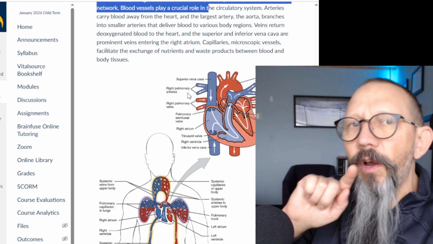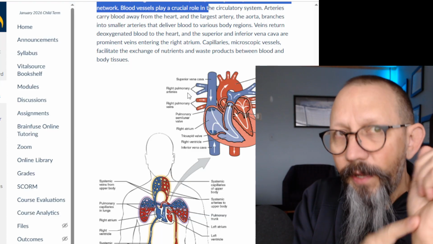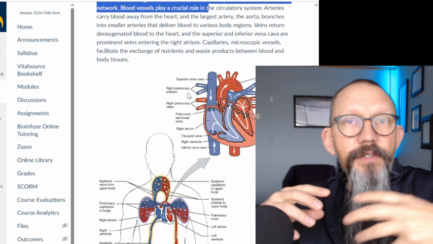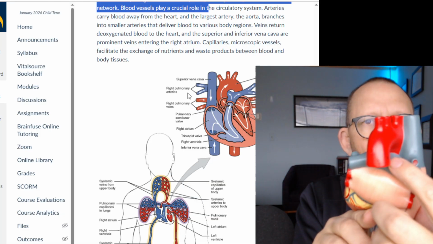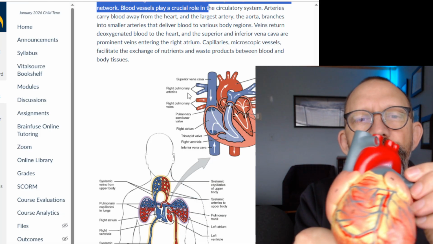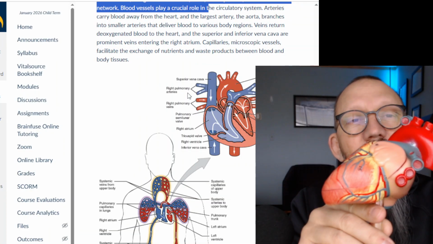Arteries always lead away from the heart, and veins always come back to the heart. It doesn't matter what they're carrying, okay? So pulmonary arteries are taking blood away from the heart. That's these little guys right through here on the back of the heart. Those are taking blood away from the heart that's deoxygenated. So it has CO2 buildup in it, right?